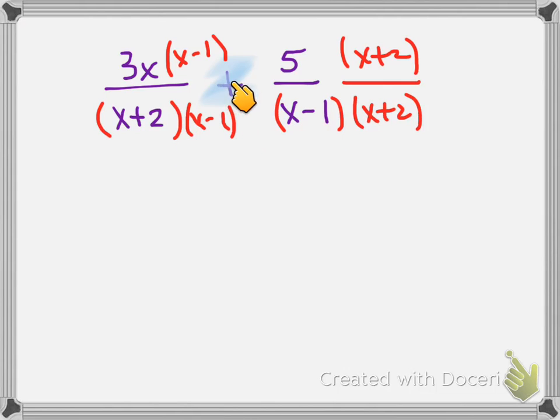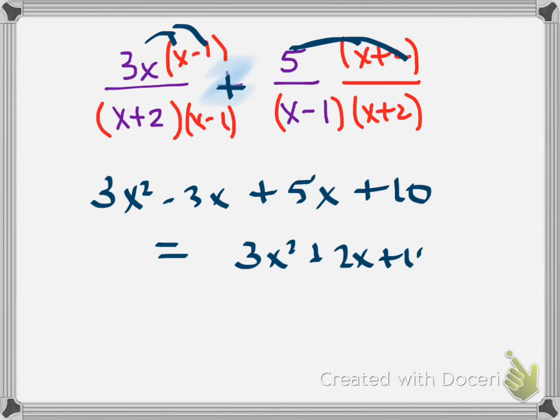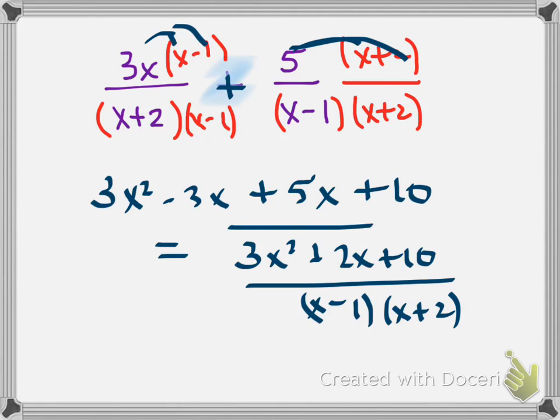We're allowed to add the top parts. The only issue is, again, we have to multiply these out before we can add. So I need to multiply 3x times x and 3x times negative 1. That's 3x squared minus 3x. Then I have this plus 5 times x, and 5 times 2 is 10. And that equals 3x squared plus 2x plus 10, all over x minus 1 times x plus 2. And again, that's your final answer.